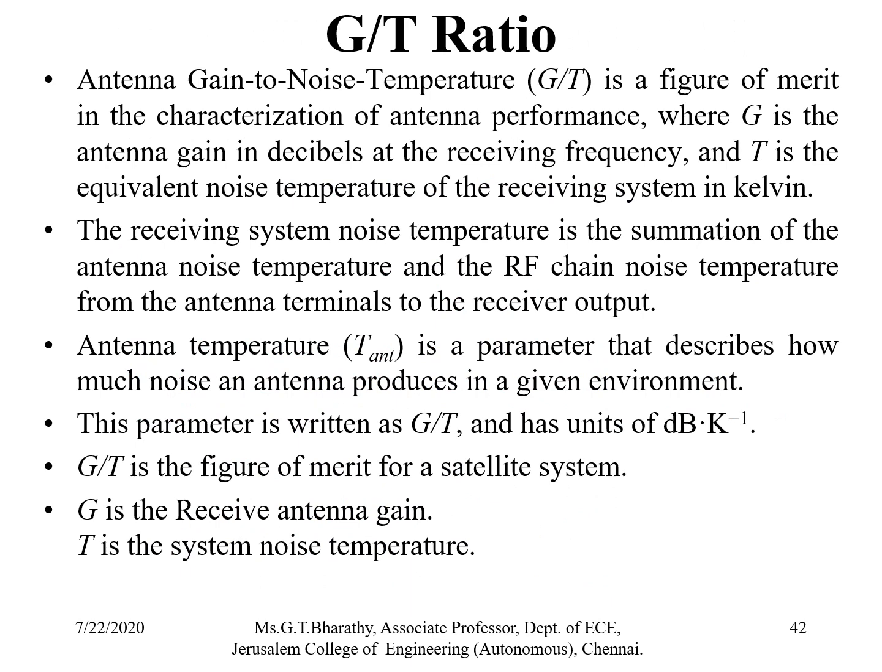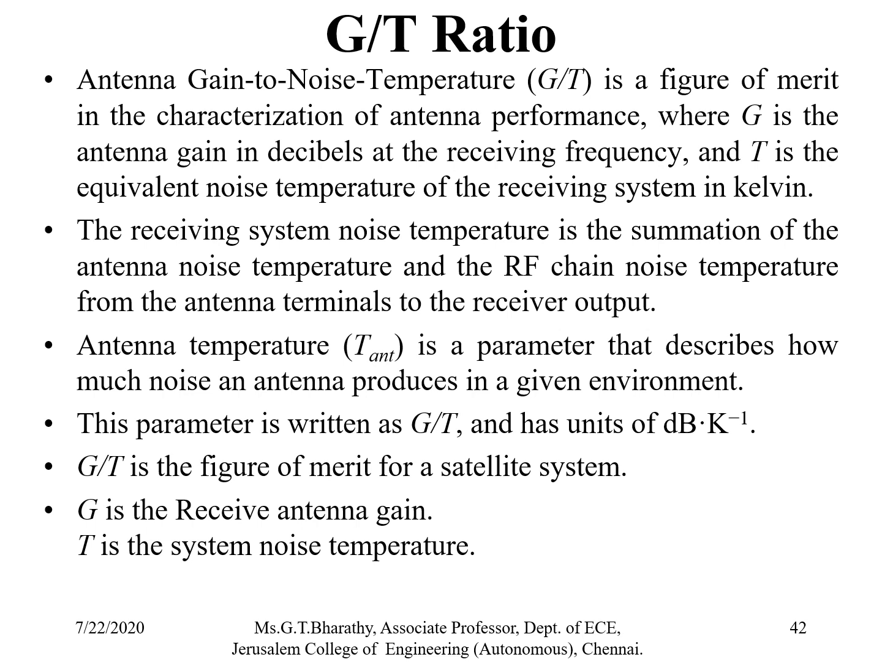So the next parameter is an important parameter, which is represented as the G by T ratio. Antenna gain to noise temperature, G by T, is a figure of merit in the characterization of antenna performance, where G is the gain of the receiving antenna, that is, gain in decibels at the receiving frequency, and T is the equivalent noise temperature of the receiving system in Kelvin.